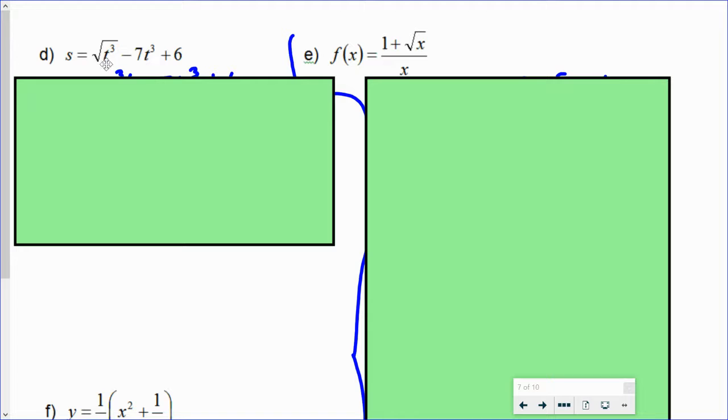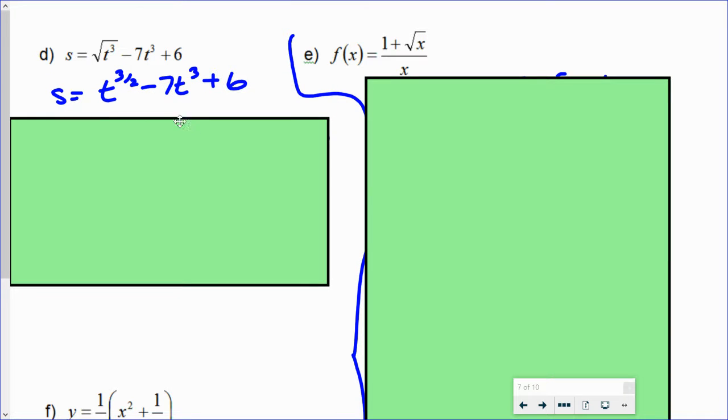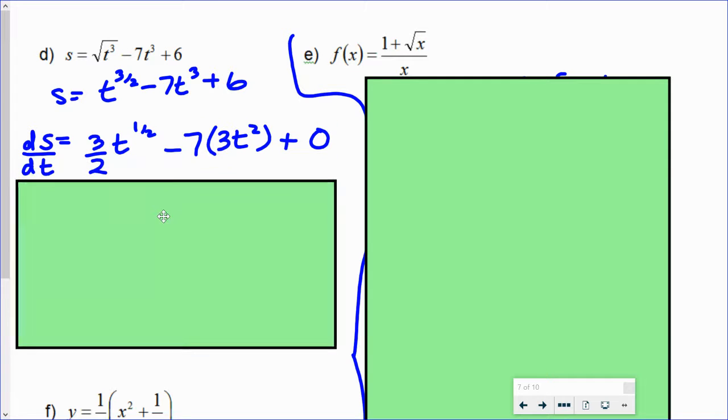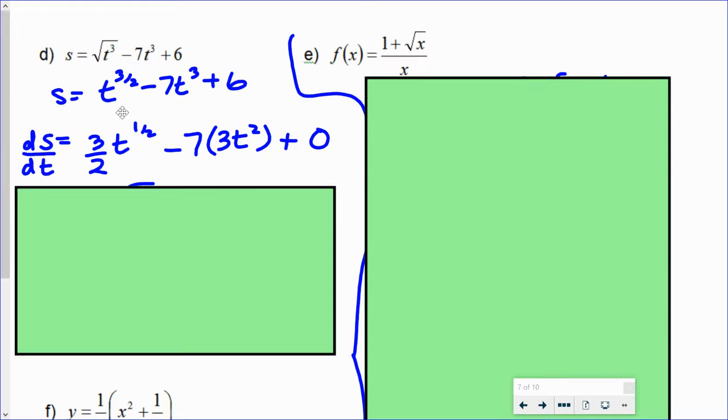We have radical t cubed minus 7t cubed plus 6. So I'm going to rewrite these in exponential form first. Then I'm going to apply my power rule and my constant multiple rules. So the derivative of s with respect to t. Notice this isn't dy by dx, but in this case, y is my dependent variable, y is now s, and my independent variable is now t.